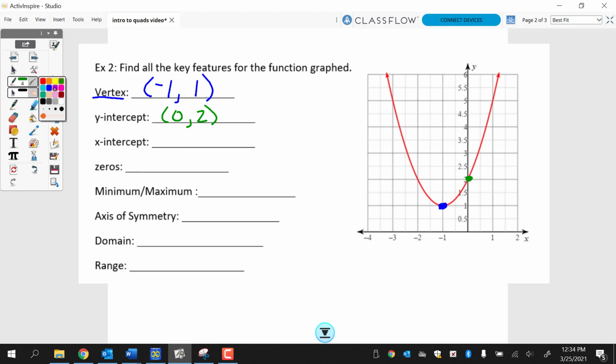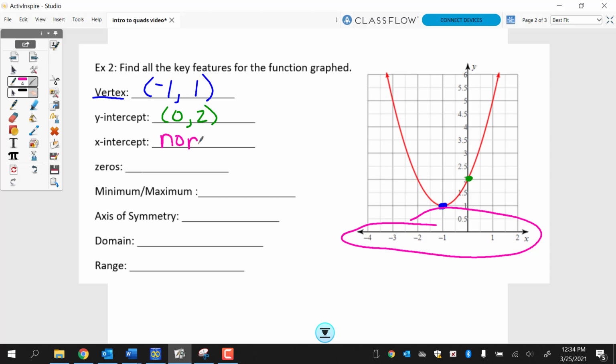For x-intercept, we know that's where it crosses the x-axis. On this graph, does the U-shape go through the x-axis right there? No, it's not touching it at all. That is possible in these graphs, that it does not touch, because it's strictly above the x-axis. So we're going to say there are none x-intercepts. So if you're doing any of the practice and it asks you what the x-intercept is and it does not touch the x, then you're going to write none for x-intercept.